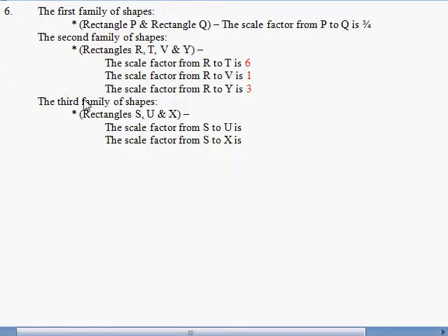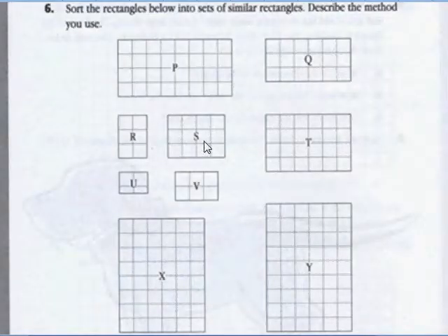All right, the third family of shapes that I found was rectangles S, U, and X. So again, I gave you the answer here, but let's go look and find out. I'm taking this little shortcut giving you the answers, but you know that you have to compare all the sides of all of them. Anyway, the scale factor from S to U is what we need to check out right now. All right, this is 3 here, and this is 1.5 here.